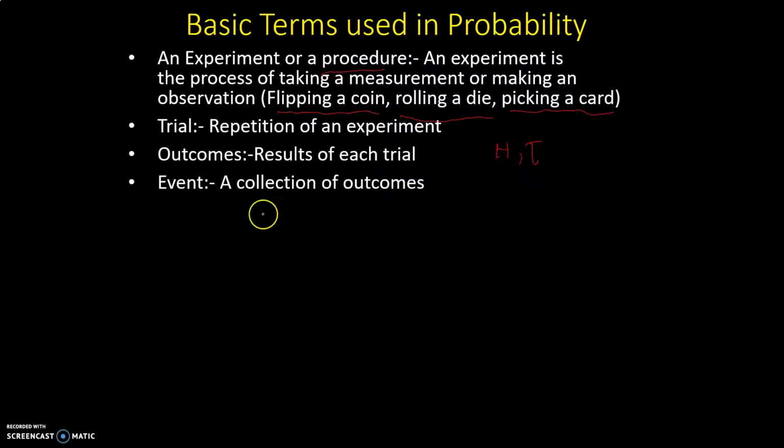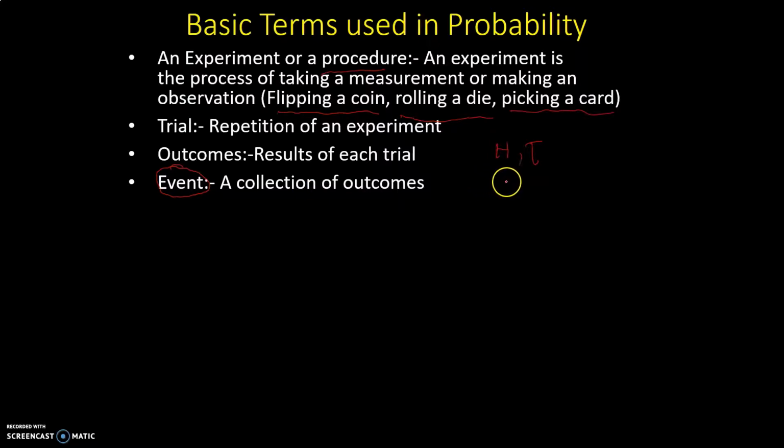What is an event? An event is a collection of outcomes. First of all, remember that the word event is used differently in statistics than in English. In English, when we say an event, we usually mean a life event. You are getting married, or you're graduating from a class. So you have some major event, right? But in statistics, we use this word differently. An event is a collection of outcomes.